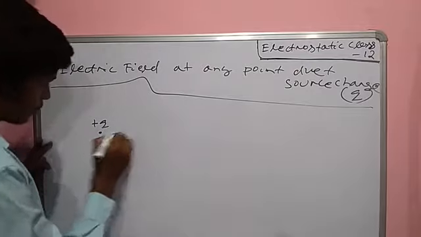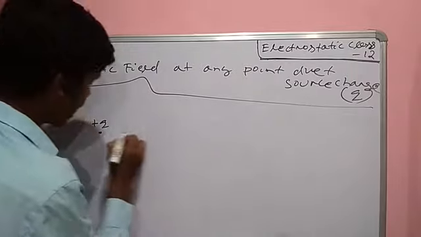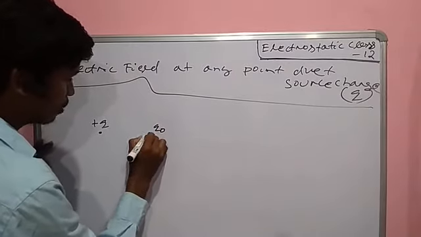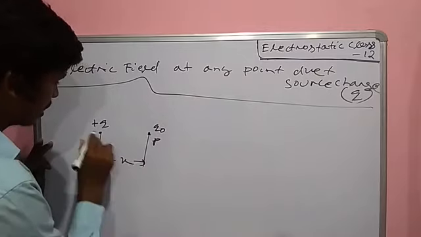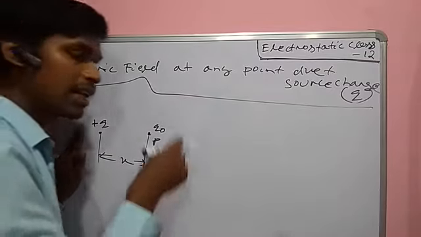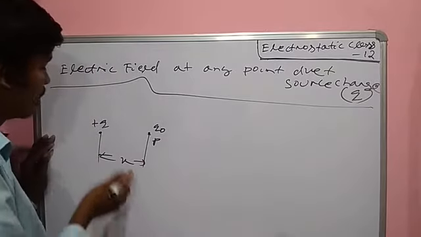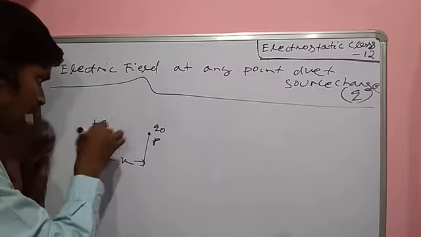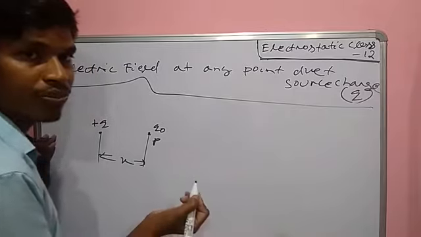Suppose a test charge is placed at a distance x, q0. This point is P, this direction is x distance. Due to positive source charge, the electric field at point P is what? Yes or no?